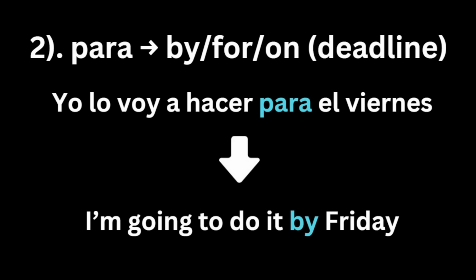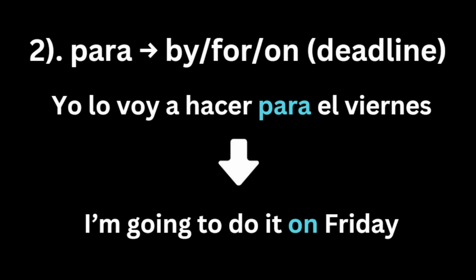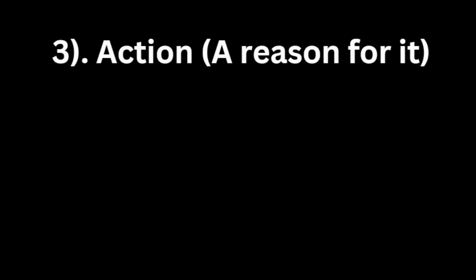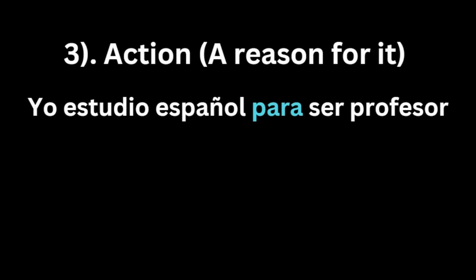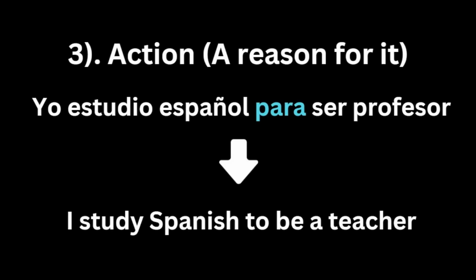Another way to look at the sentence is I'm going to do it on Friday, with para acting as the preposition on, which still indicates a deadline in the future. At last, para can also demonstrate a purpose for an action, like in the sentence yo estudio español para ser profesor, meaning I study Spanish to be a teacher.